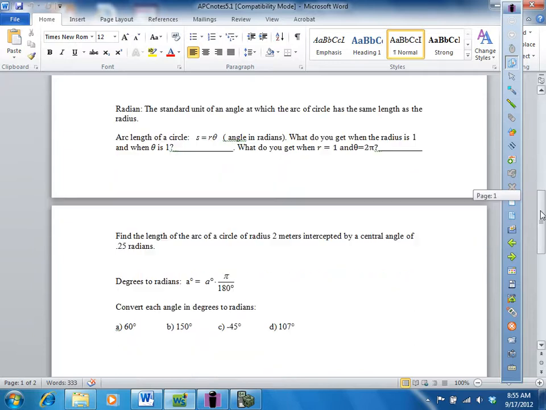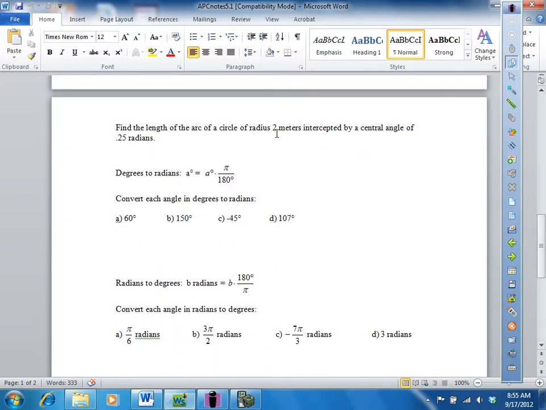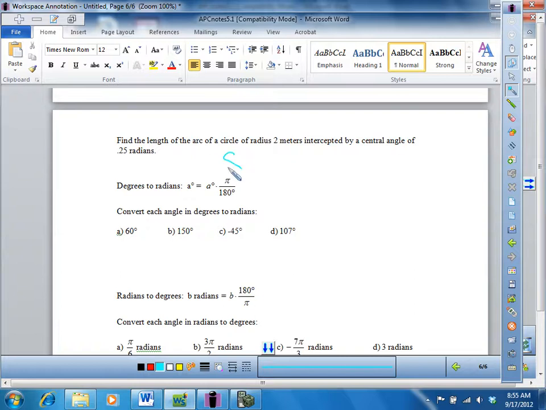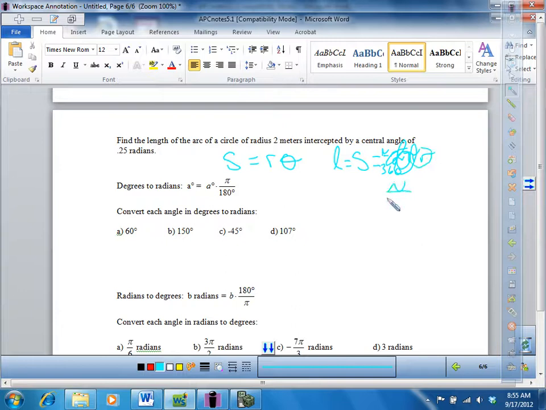Find the length of the arc of a radius 2 meters intercepted by a central angle of 0.25 radians. So you just use this formula, S equals R theta. Back in geometry, you might have learned that S, or the arc length, which sometimes they called L, is equal to 2 pi R, right? Remember that? Or, sorry, that's wrong. N over 360 times 2 pi R.